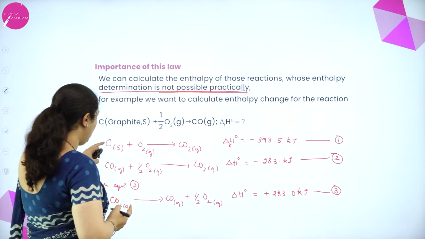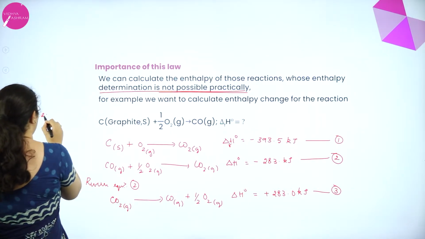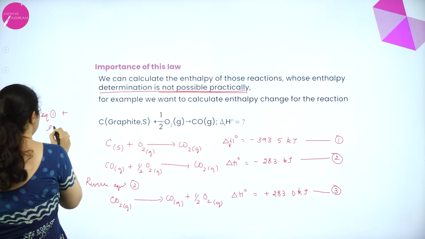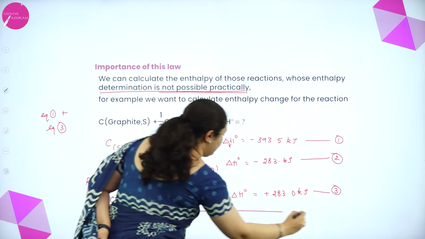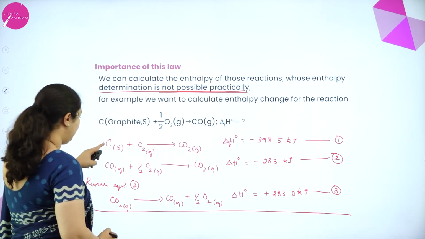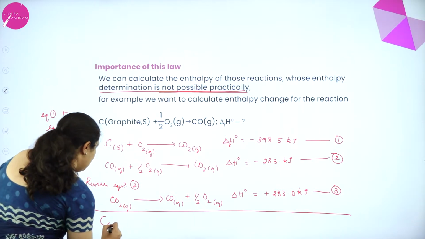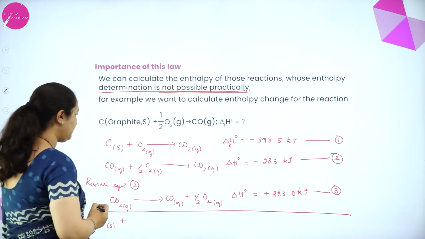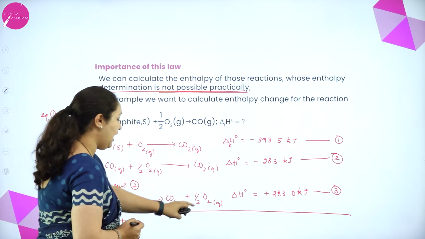Now equation 1 plus equation 3 I have to do. So I'll write it over here. Equation 1, carbon. I don't have carbon anywhere else, so I'll write it as it is. Plus, now see equation 1 O2. Here half O2.